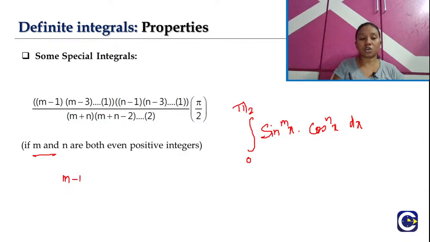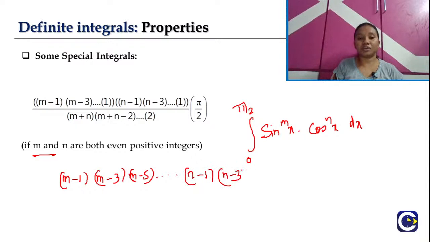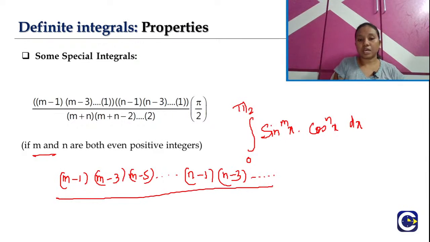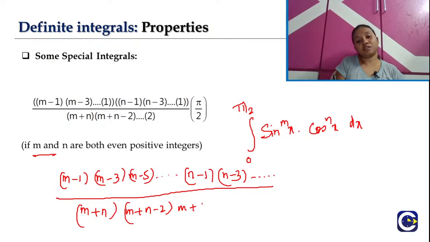So we'll be starting with odd: m minus 1, m minus 3, m minus 5 and so on until it gets 0, 1 or 2. And then for n, n minus 1, n minus 3 and so on until it ends up getting 1 or 2. And the denominator will start with the sum, that is m plus n, and then m plus n minus 2, m plus n minus 4, and so on until we get the number 2 or 1.